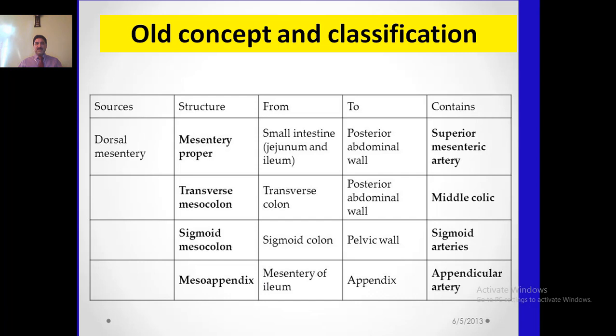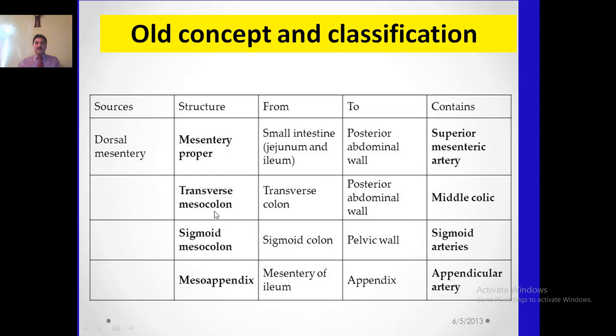Classification of the mesentery. As per the old concept, mesentery is divided into dorsal mesentery and ventral mesentery. Ventral mesentery we have discussed in the previous slide. The dorsal mesentery is further divided into mesentery proper, which is the mesentery of the small intestine. It invests jejunum and ileum, attaches them with the posterior abdominal wall, and contains the superior mesenteric artery.